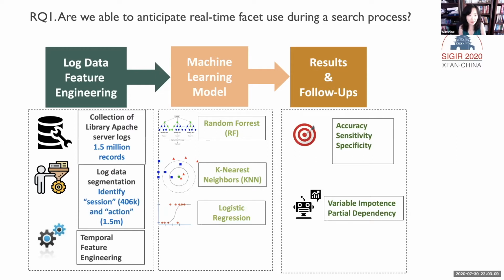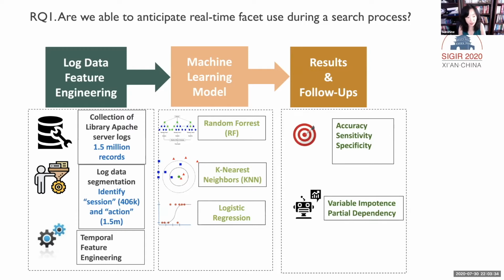For the collection of data, we have 1.5 million log records from all kinds of patrons in the library. We also identify the session and action from the log data. In total, we have 406,000 sessions and 1.5 million actions extracted from the log data.